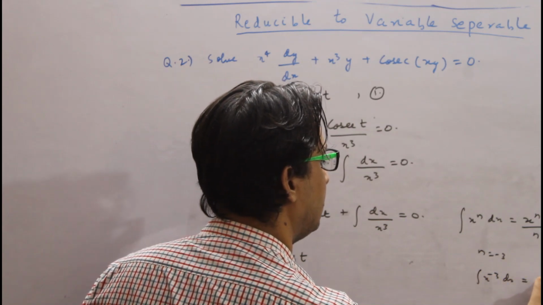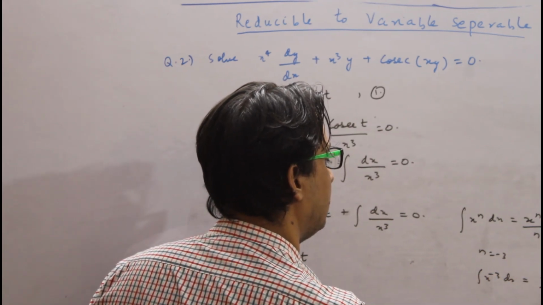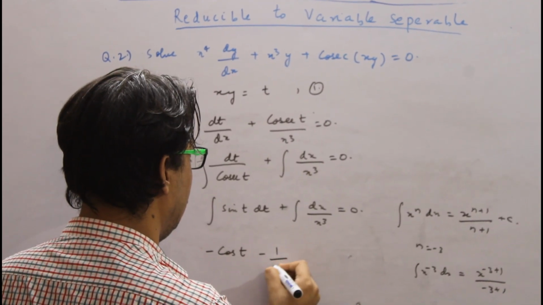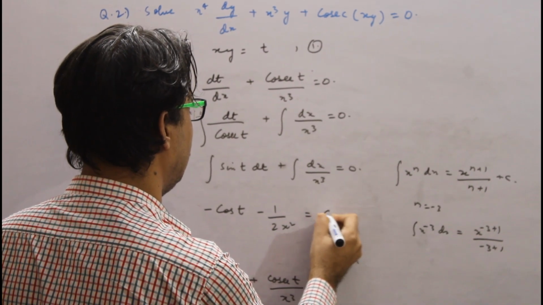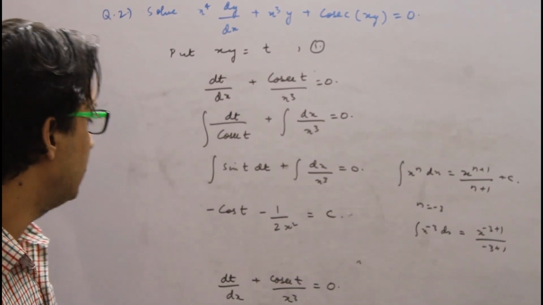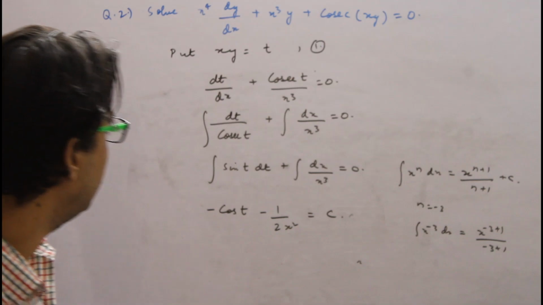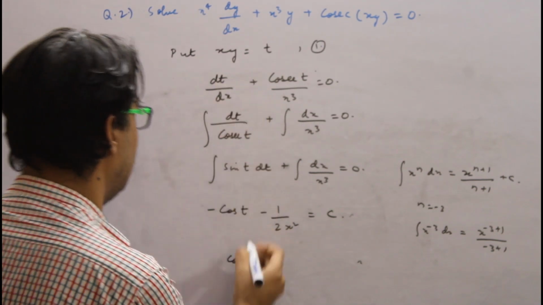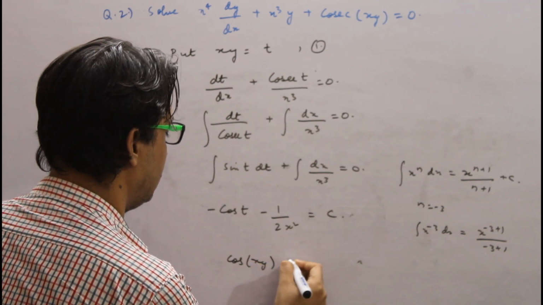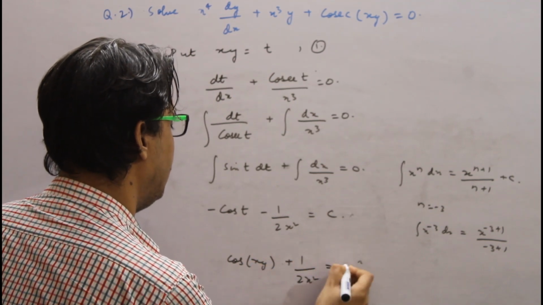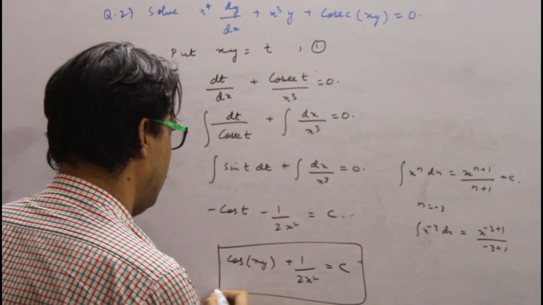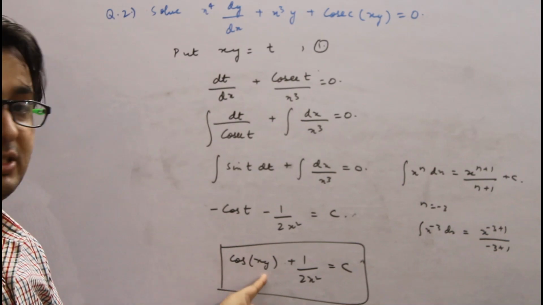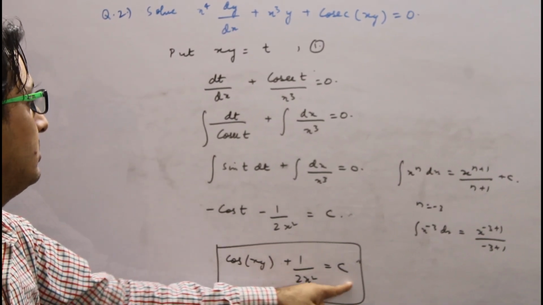we can write it as, so this is effectively equal to some constant. So I can further simplify and write it as cos, what is the value of t? xy, because it is essential that we put back the value in the format that we are given. So this is the answer, cos xy plus 1 by 2x square is equal to c.